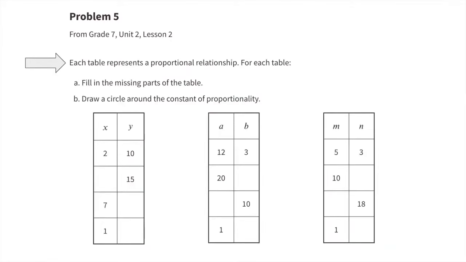Number 5. Each table represents a proportional relationship. For each table, A. Fill in the missing parts of the table. If 2x equals 10y, then 1x would equal 5y, since 1 is half of 2 and 5 is half of 10. 1x times 7 equals 7x, and 5y times 7 equals 35y. 1 times 3 equals 3, or 1x times 3 equals 3x, and 5 times 3 equals 15, or 5y times 3 equals 15y.